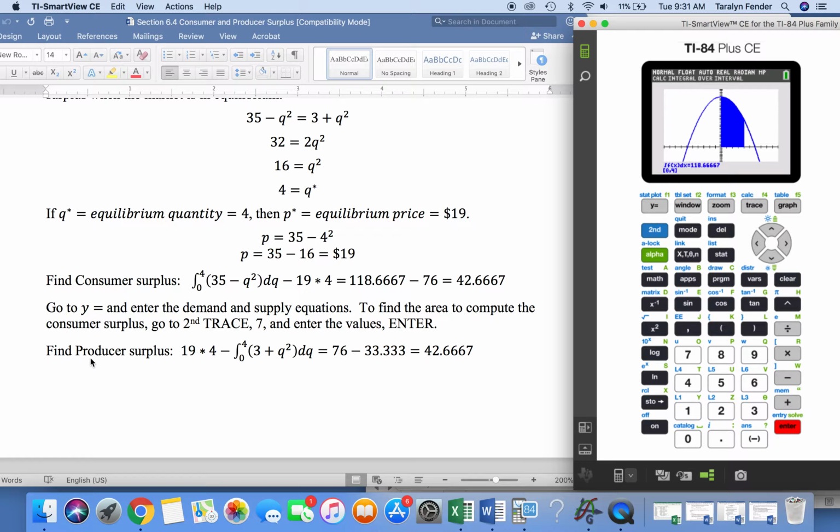For the producer surplus, we will go back to y equals. We'll turn off y1 and turn on y2 and graph. And now we are going to do the same thing. Second trace, number 7. I'm on the red graph. It's asking for the lower limit. I'll press 0 and enter. And the upper limit is 4 and enter. And there would be the area under the curve. 76, which is 19 times 4, minus that area, is equal to 42.667.